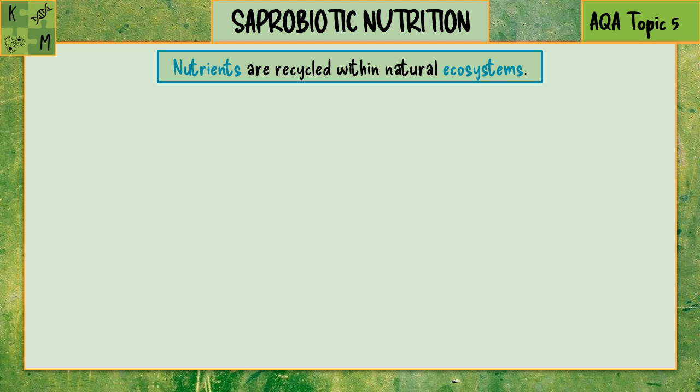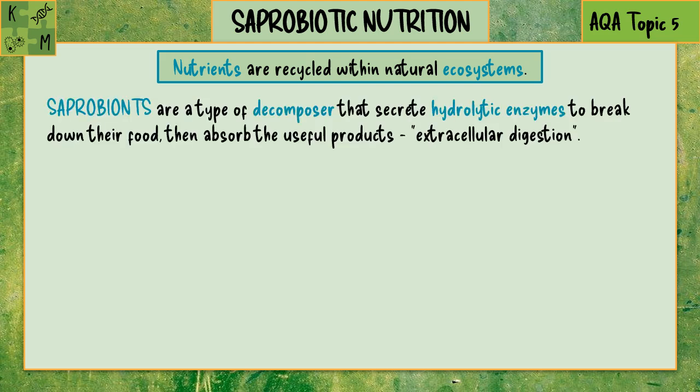All nutrients are recycled within natural ecosystems, and saprobionts play a vital role within this process. So first of all, what exactly are saprobionts? Well, they're one type of decomposer that rely on extracellular digestion for their nutrition. So this means they secrete hydrolytic enzymes which break down their food outside of the cells, then the useful products can be absorbed and assimilated.